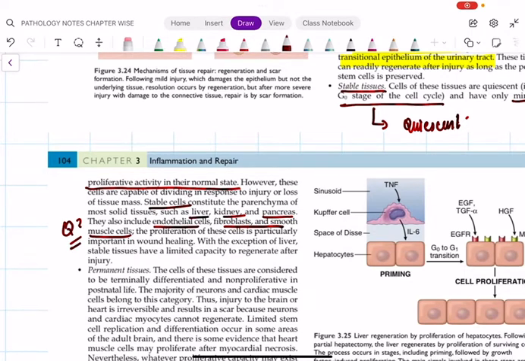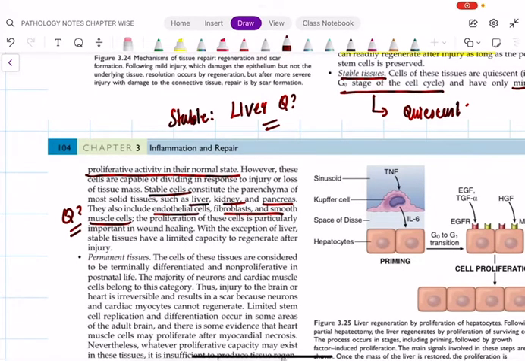Which of the following are examples of stable cells? Which of the following are examples of labile tissues? And out of that, in stable cells, liver is a very must known thing, because we are going to discuss in detail about liver regeneration. Then, and I have told you, liver, kidney, pancreas and all those things.